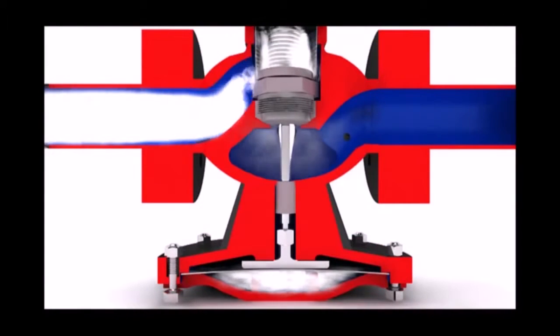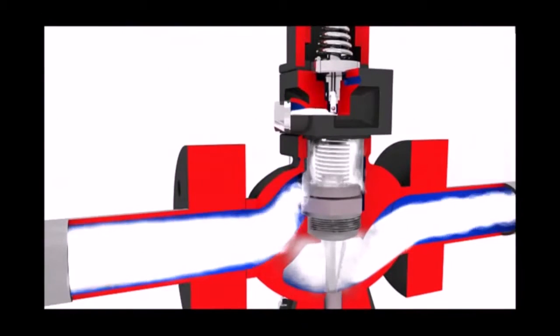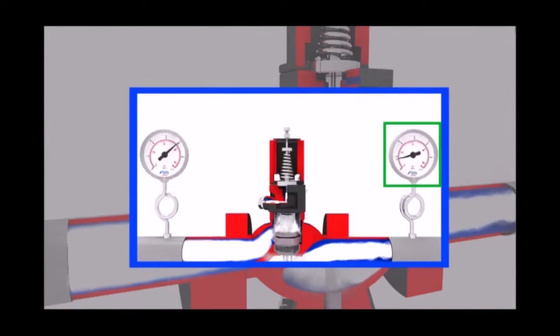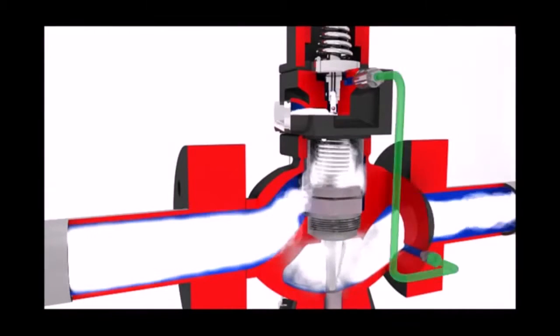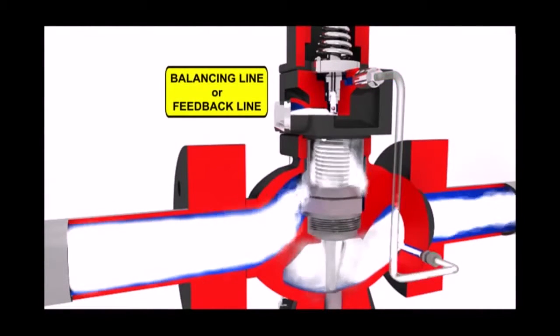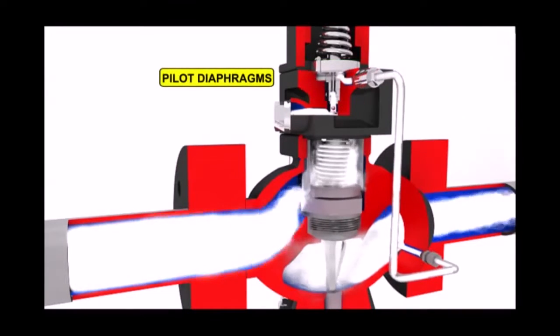Now, steam starts flowing to the downstream line through the main valve opening. Steam flow through the main valve increases the downstream pressure. The downstream pressure acts through the balancing or feedback line below the pilot diaphragms.